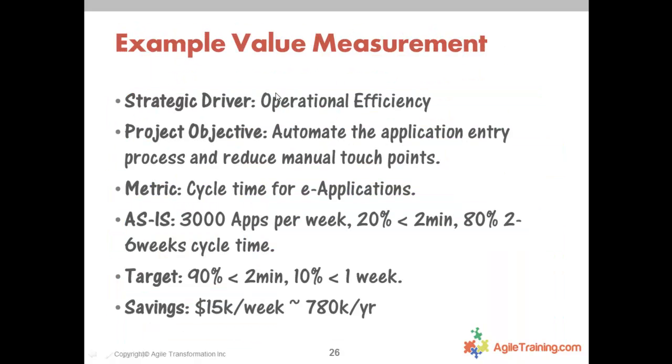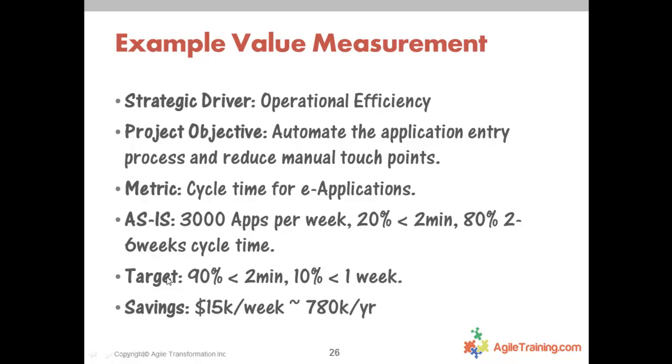Another example is, let's say my company says operational efficiency was one of their strategic goals for 2012, and my project has the objective of automating the application entry process. So then my metric will be cycle time for an e-application. My current is there are 3,000 applications per week. 20% of them take less than 2 minutes. 80% are taking 2 to 6 weeks to actually get done. So I've gathered the facts. That's my as-is.